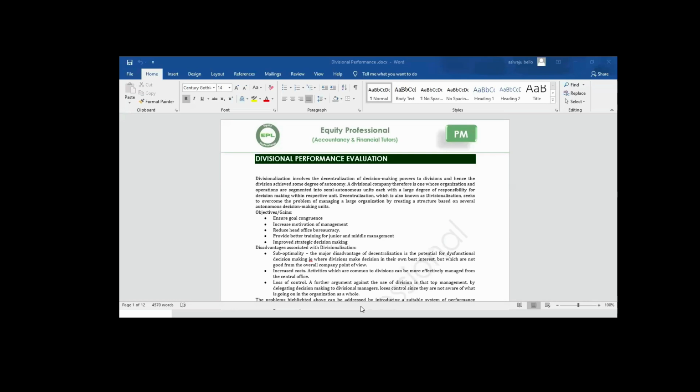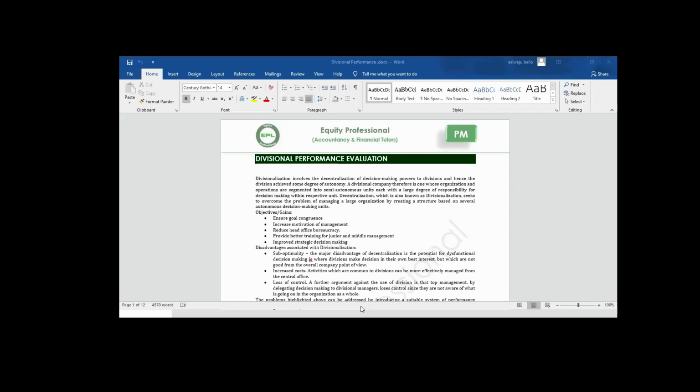Now the question is, how do we evaluate the performance of each individual division within the group? This is what this topic is trying to address: divisional performance evaluation.